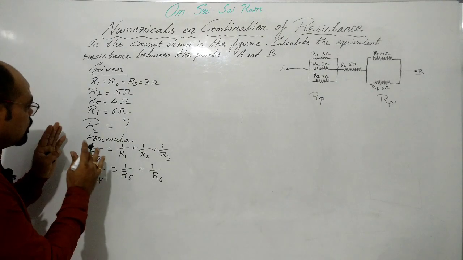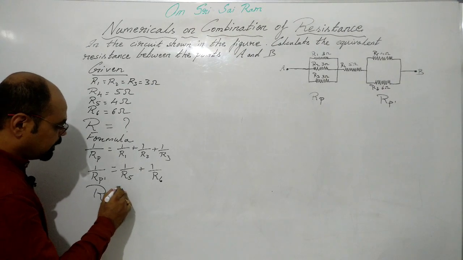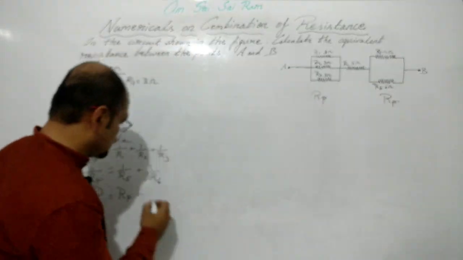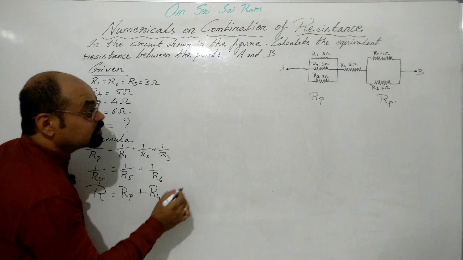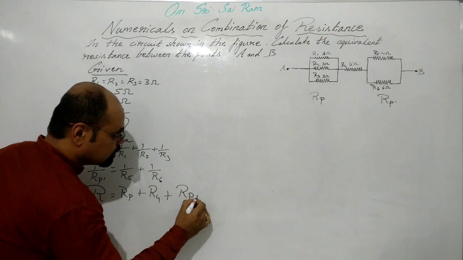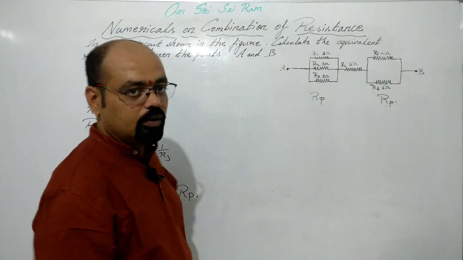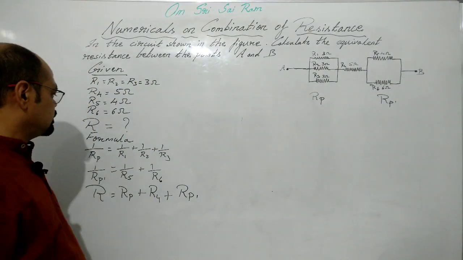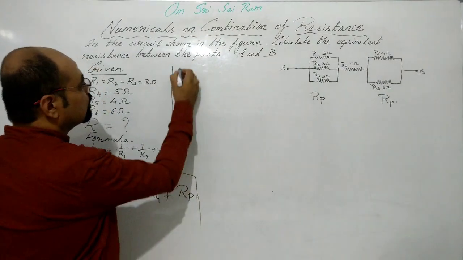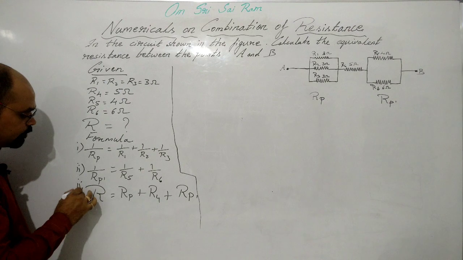Now the total resistance R is equal to Rp plus R4 plus Rp dash. This will be the total resistance in the given circuit diagram. Now let's go for the solution. So these are the 3 formulas, 1, 2 and 3.